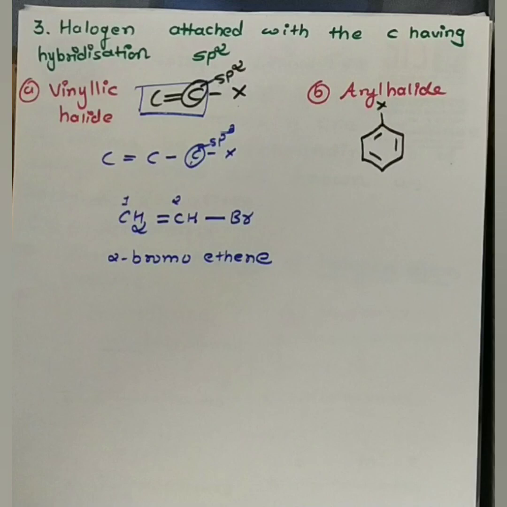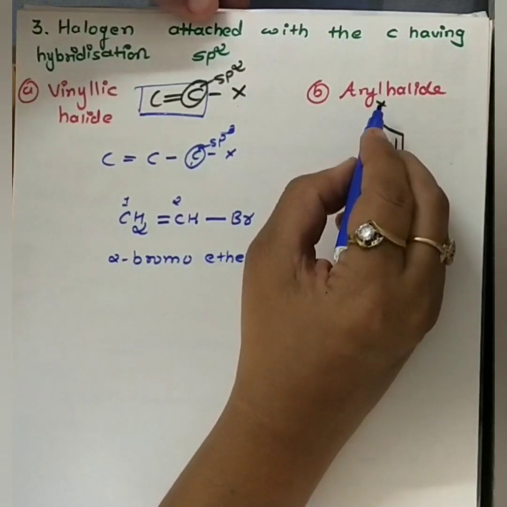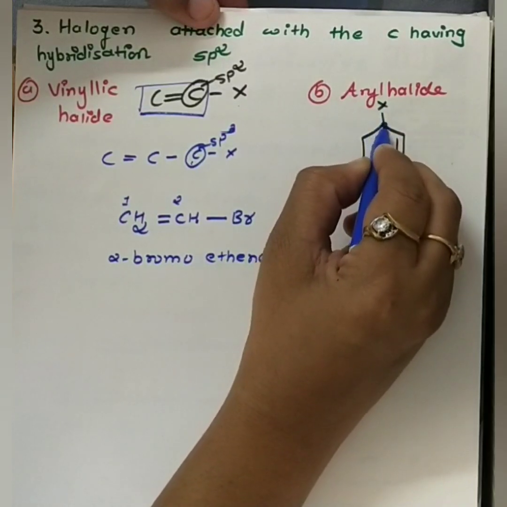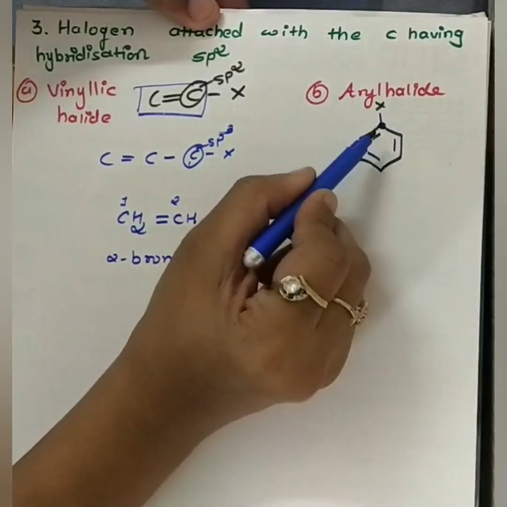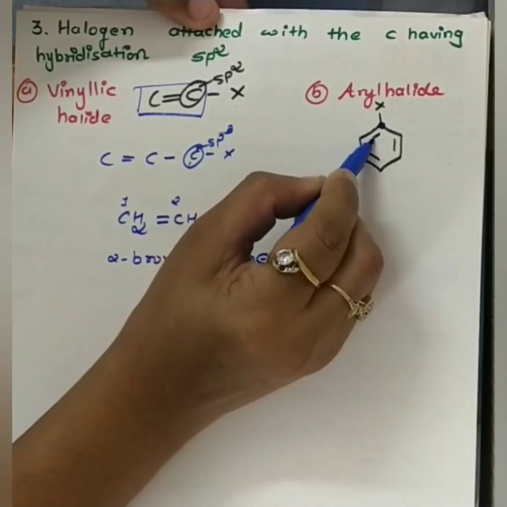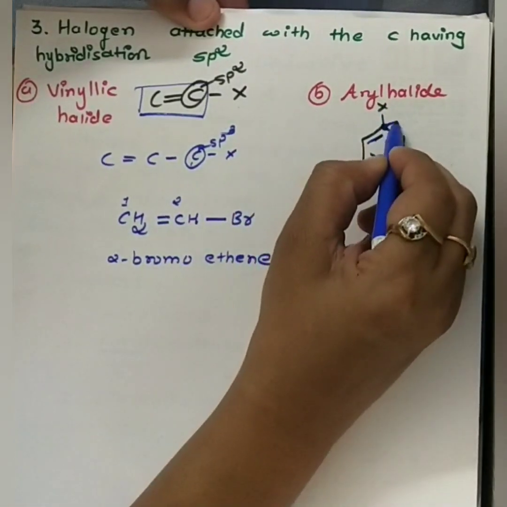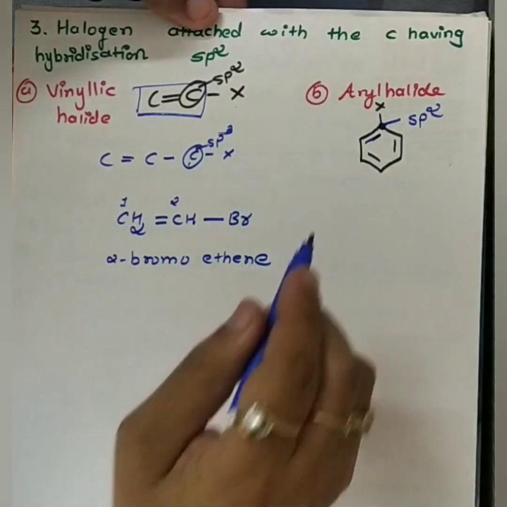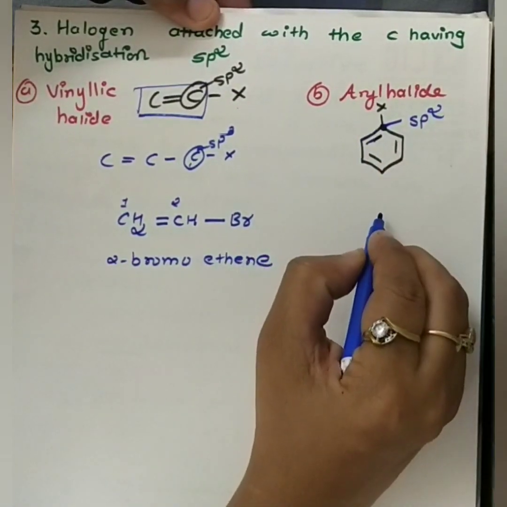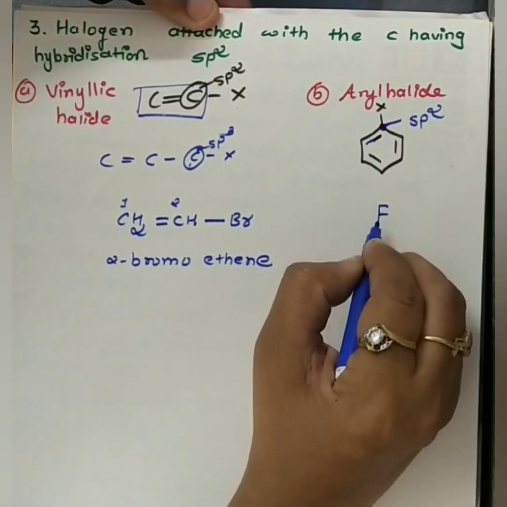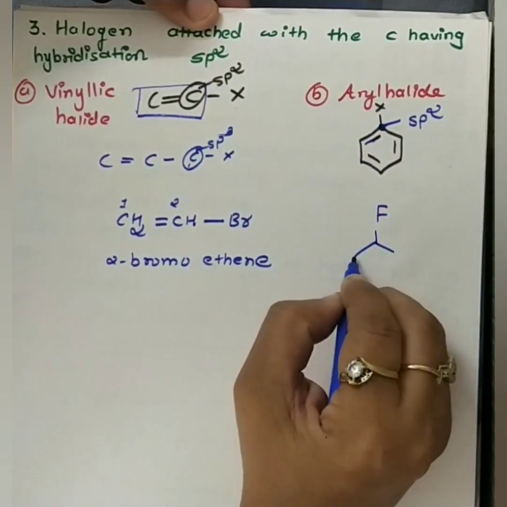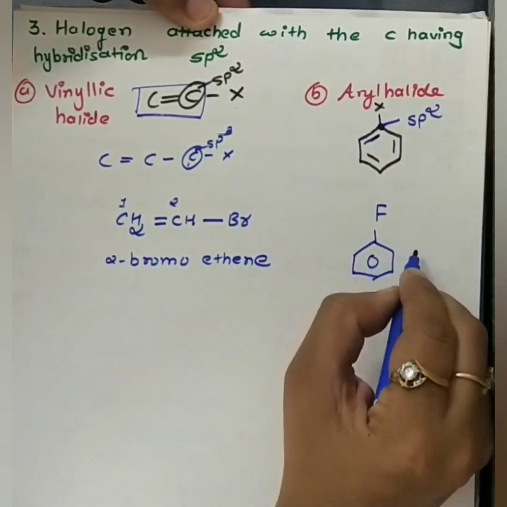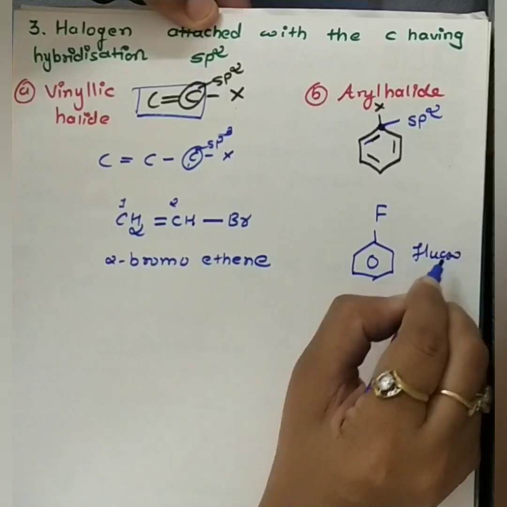Next category is aryl. Aryl means aromatic arenes. Now instead of this X, just see the halogen attached with the carbon. This is the carbon, and with this carbon there is a double bond attached. So definitely this carbon is sp2 hybridized. Now you can write chlorine, bromine, fluorine instead of this X, and you can give one example. This is nothing but fluorobenzene.